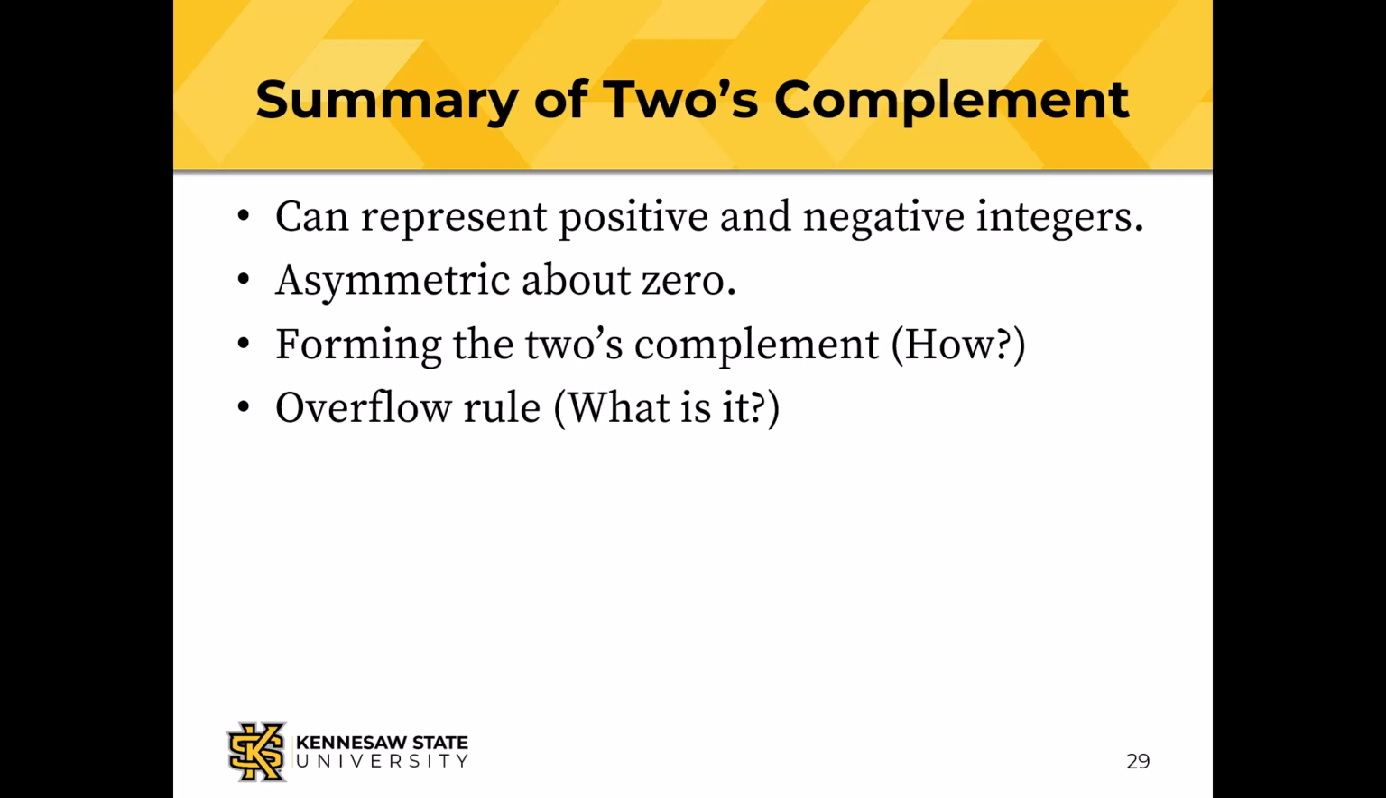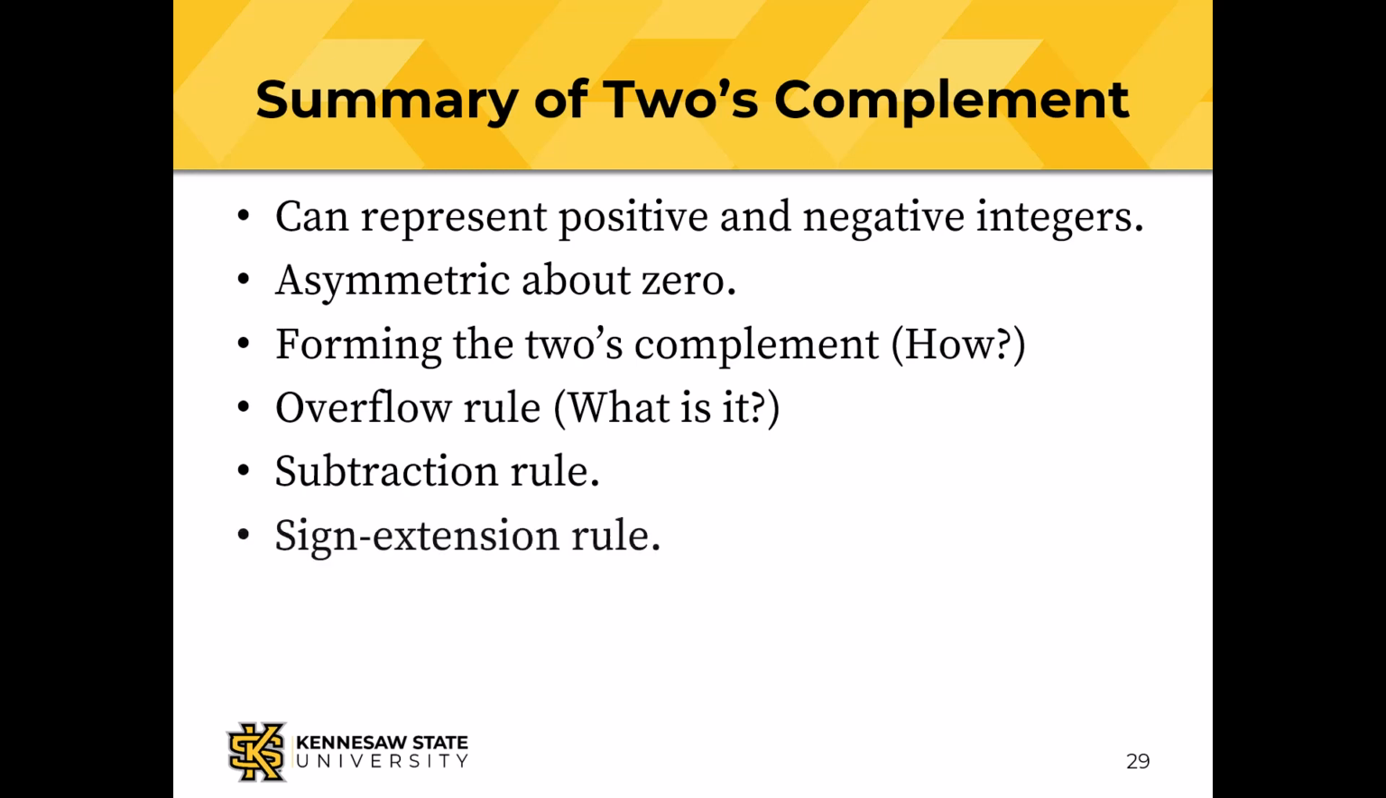First, if two numbers of opposite sign are added, overflow cannot occur. Second, if two numbers of the same sign are added and the result is of the opposite sign, overflow has occurred. The subtraction rule is take the 2's complement of the subtrahend, the number being subtracted, and add it to the minuend. The sign extension rule says that we can store a 2's complement number in a larger space by extending the leftmost bit on the left.